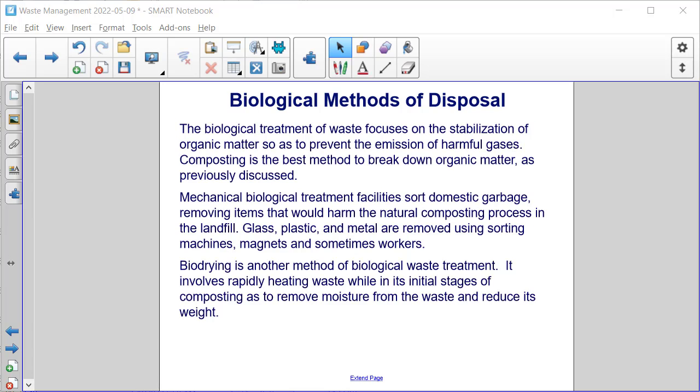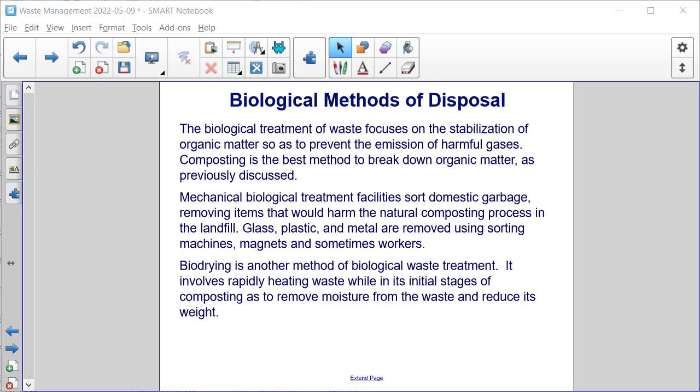Biological methods of disposal. The biological treatment of waste focuses on the stabilization of organic matter so as to prevent the emission of harmful gases. Composting is the best method to break down organic matter, as previously discussed.